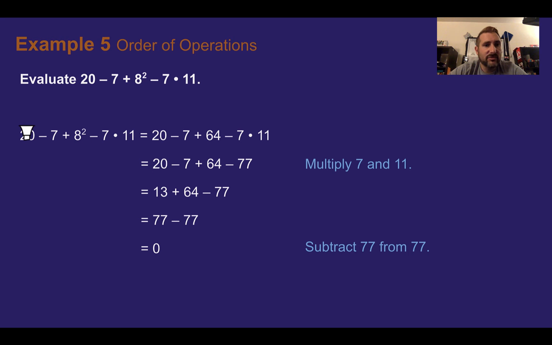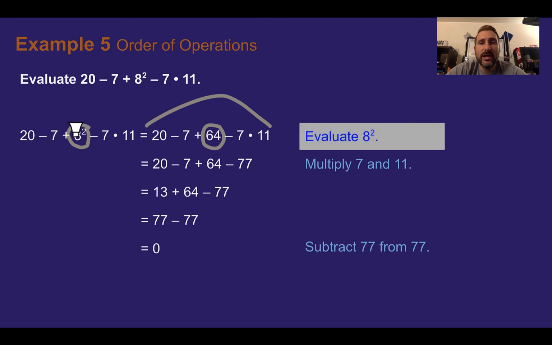So first I have 20 minus 7 plus 8 to the second power minus 7 times 11 equals 20 minus 7 plus 64 minus 7 times 11. This might look a little weird. This part right here, and I'm putting parentheses just to show you, is the same as this part over here. So we're really just going to be focusing on this side here. So the first thing they did, if you notice, that 8 to the second power is now 64. So they evaluated our exponent of 8 to the second power. 8 times 8 is 64.